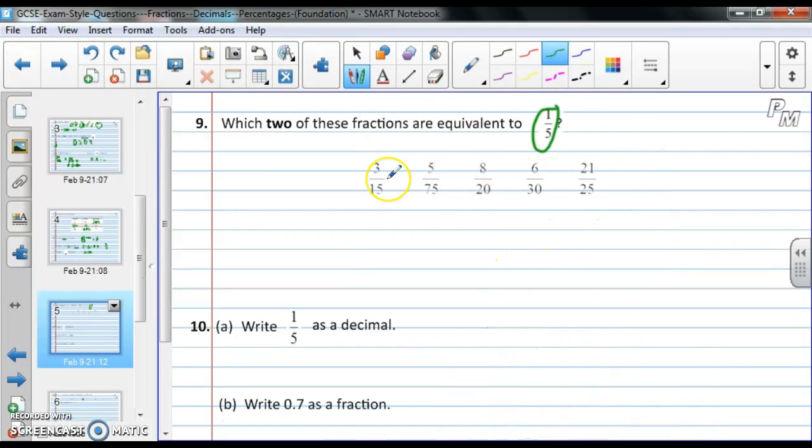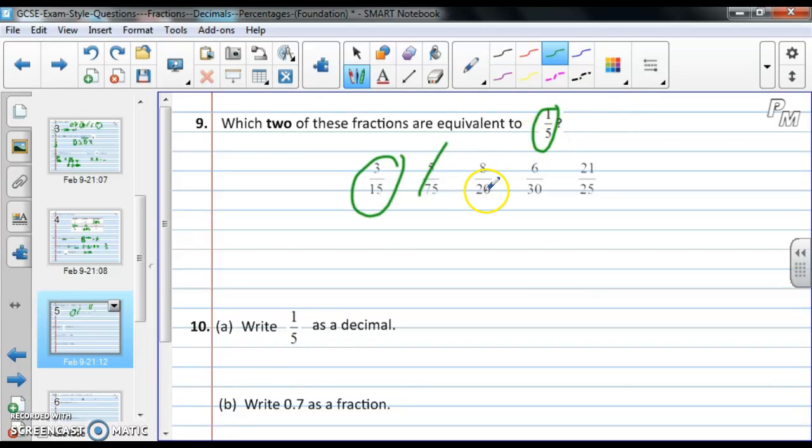I'm just going to tell you the correct answers. So for this one, we'll just stick with green. We're going to have 3 over 15 because to go from 5 to 15, I multiply by 3. 1 times 3 gives me 3. For this one, to go from 5 to 75, I have to multiply by 15. 1 times 5 is not the same as 1 times 15, so that is not equivalent.